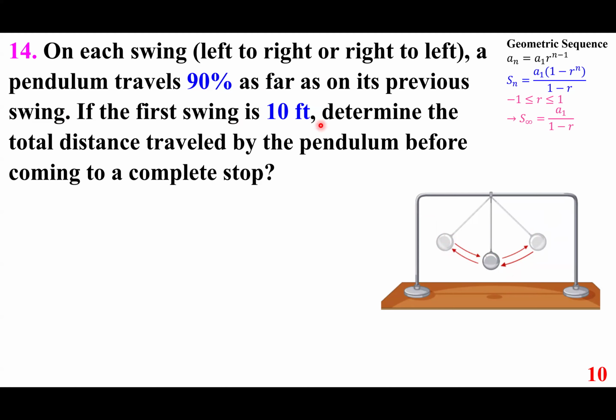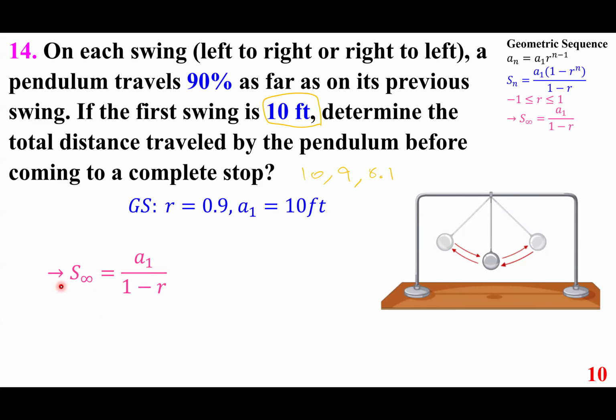If the first swing is 10 feet, determine the total distance traveled by the pendulum before coming to a complete stop. And again, this is a geometric sequence. Think about it. If the first one is 10, A sub 1 is 10. And r is 0.9, which means 10, 9, and then 0.9 times 9, 8.1, and so forth. Okay, that's the meaning of it. So we use the formula S sub infinity is A1 over 1 minus r.